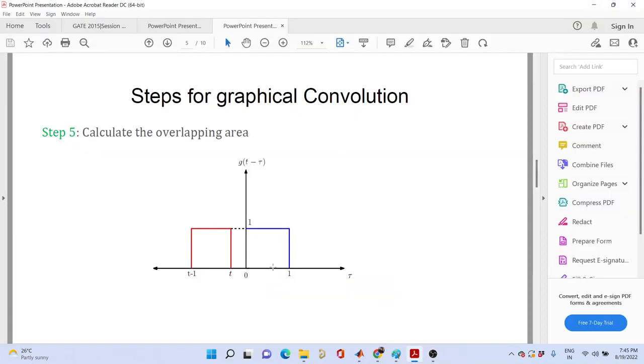Okay, anyways, what I was saying was, I was requesting you to imagine these two as two blocks, and imagine that this red block is moving.